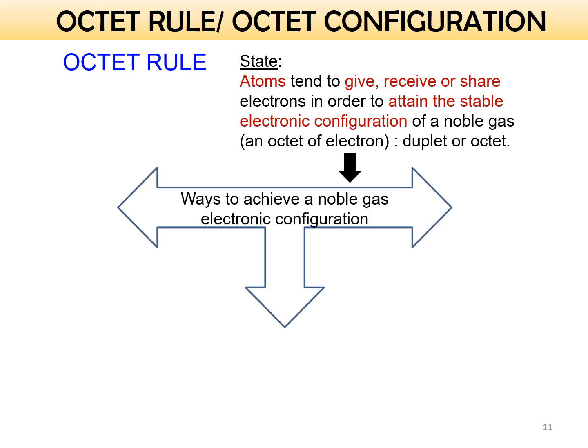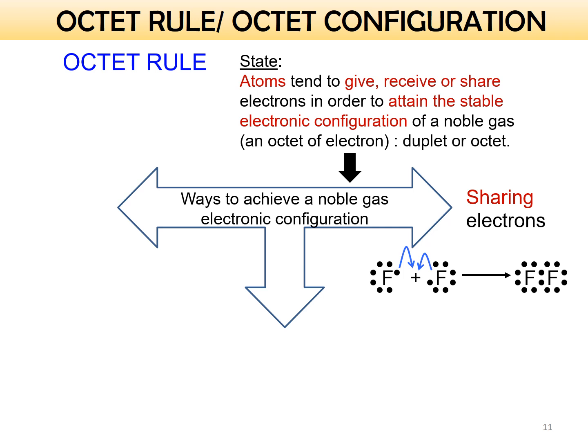Atoms can achieve a noble gas electronic configuration by sharing of electrons to form covalent bond. Example, formation of fluorine molecule. When two fluorine atoms combine to form a fluorine molecule, each fluorine atom contributes one electron for sharing. In this way, each fluorine atom achieves the octet structure and acquires the noble gas electronic configuration.